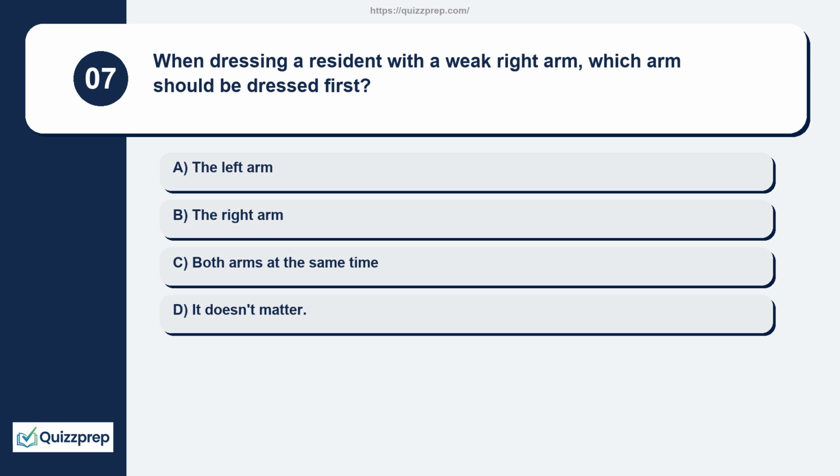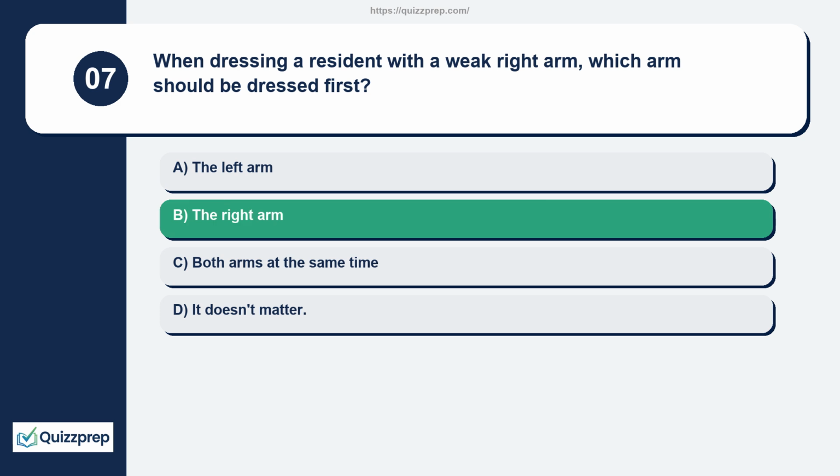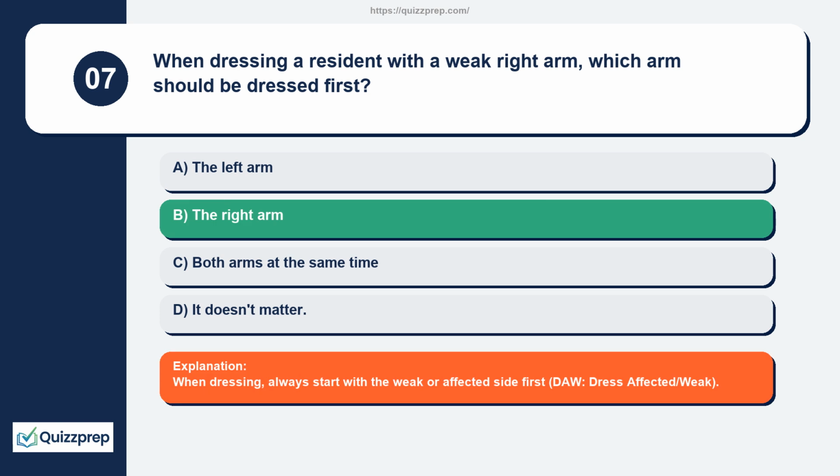Question 7. When dressing a resident with a weak right arm, which arm should be dressed first? The left arm, the right arm, both arms at the same time. It doesn't matter. When dressing, always start with the weak or affected side first. Dress affected, weak side first.